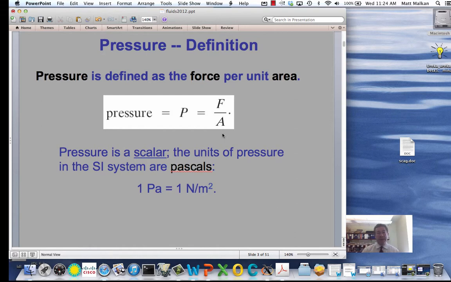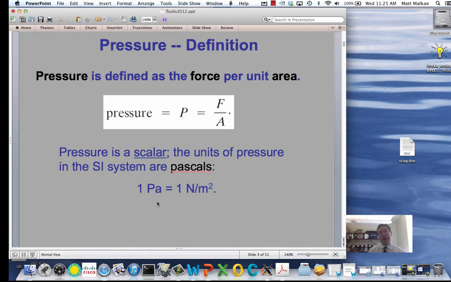Try to clean your mind of all of the other baggage, emotional baggage, that pressure carries with it, and just measure it: force per unit area. In our MKS units, we want the force to be measured in newtons and the area in square meters. So I'd give you full credit if you just give me a pressure in newtons per square meter.